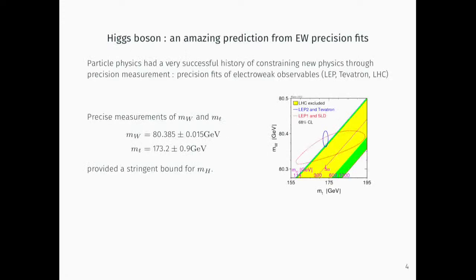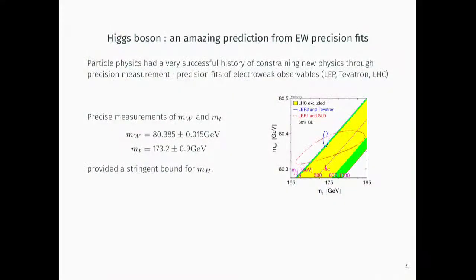So let's look at how precision can help us and how it helped us in the past. For example, let's consider before the discovery of the Higgs boson. At that point we had some experiments, like from LHC and LEP2 and LEP1, and we had some exclusion plots for the Higgs.